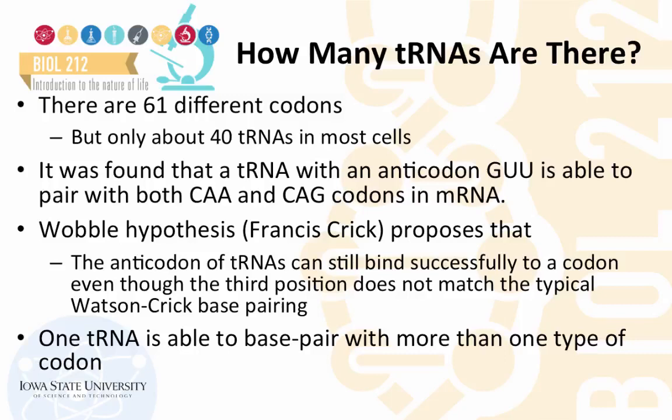Based on findings such as a tRNA with an anticodon GUU being able to pair with both CAA and CAG codons in mRNA, Francis Crick proposed the wobble hypothesis, which states that the anticodon of tRNAs can still bind successfully to a codon even though the third position does not quite match the typical Watson-Crick base pairing. This allows one tRNA to base pair with more than one type of codon.